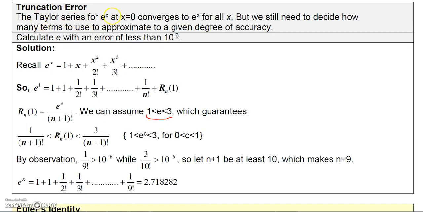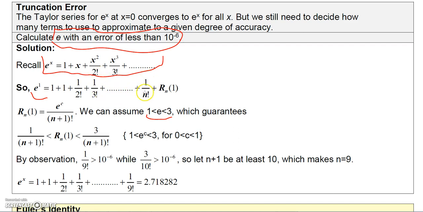The Taylor series for e to the x at x equals 0 converges to e to the x for all x, but we still need to know how many terms to use to approximate to a given accuracy. Let's suppose I wanted to calculate e with an error of less than 10 to the negative 6. Well, remember that the series we had for this was the series we had for e to the x, and so if you evaluate that for e to the first power, which would be e, so evaluate that for x equal 1, you would get 1 plus 1 plus 1 over 2 factorial plus 1 over 3 factorial and so forth.